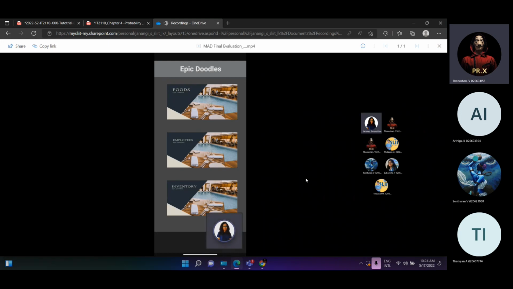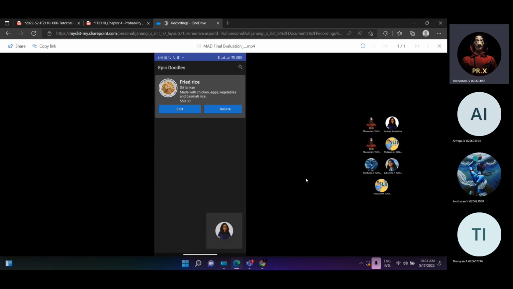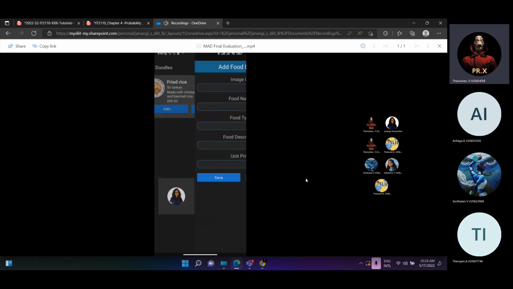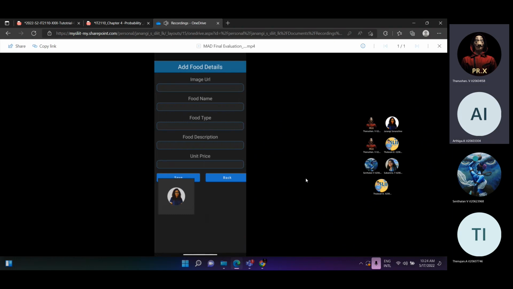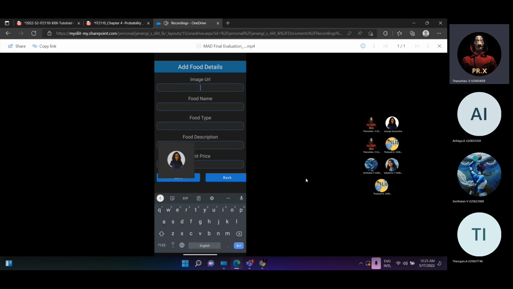Okay, so what is your component? My part is food management. This is a food management interface. I have added some functions. This is the create function. I create and add food details.